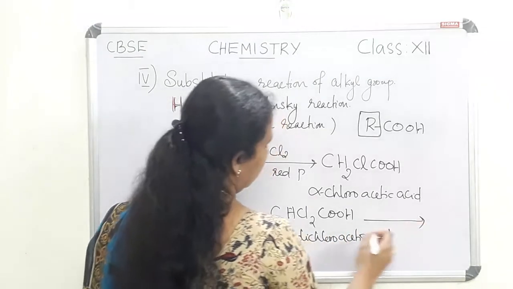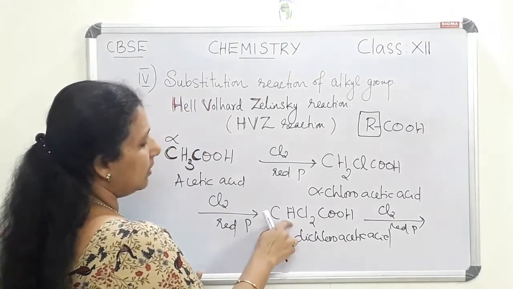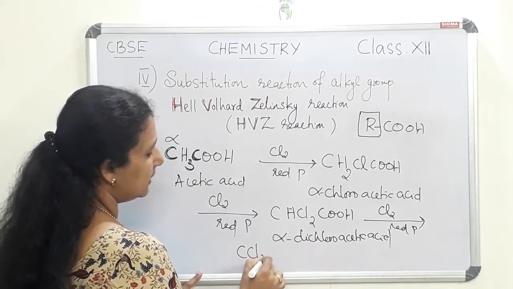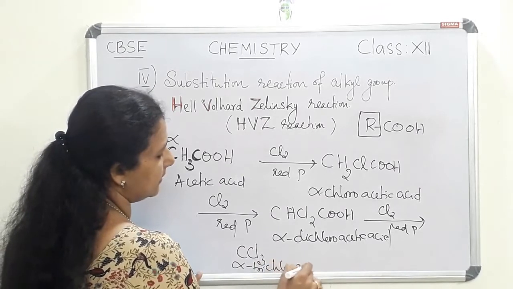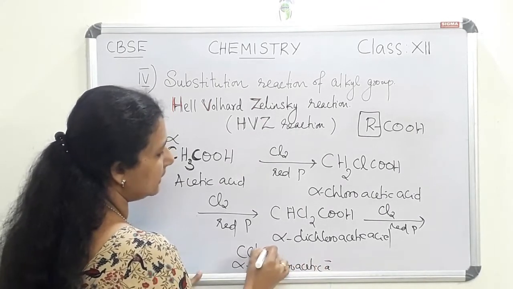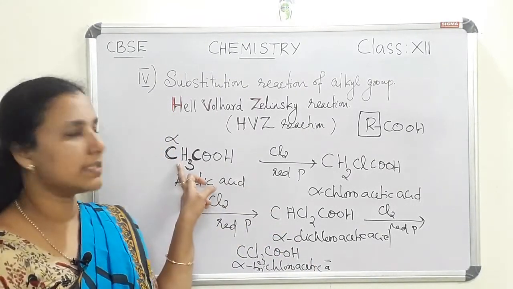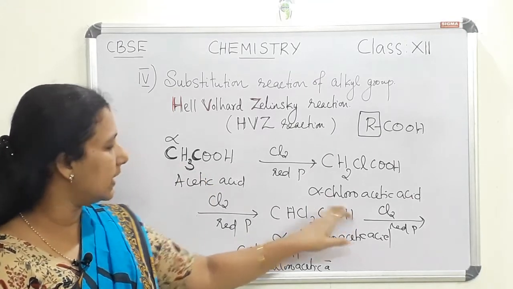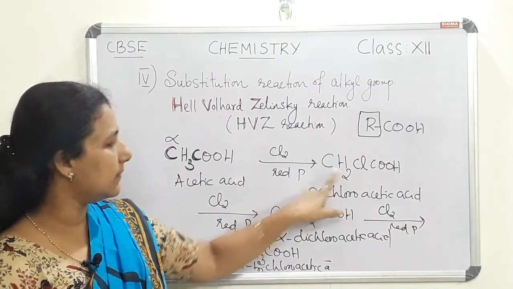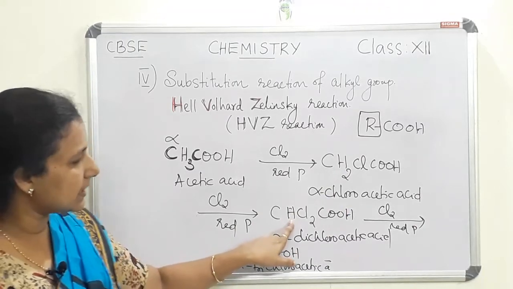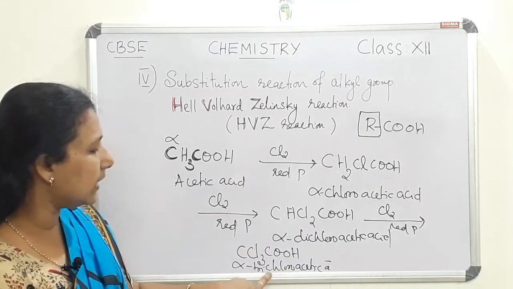Again we are doing halogenation in presence of red phosphorus. The next alpha hydrogen is also removed, and we will be getting trichloro, that means alpha trichloroacetic acid, that is CCl3COOH. So in the first step, one hydrogen atom is replaced and we get alpha chloroacetic acid. In the first product itself there are alpha hydrogen atoms, and that is also substituted in the second step. In the third step also, the last hydrogen is replaced and we get alpha trichloroacetic acid.